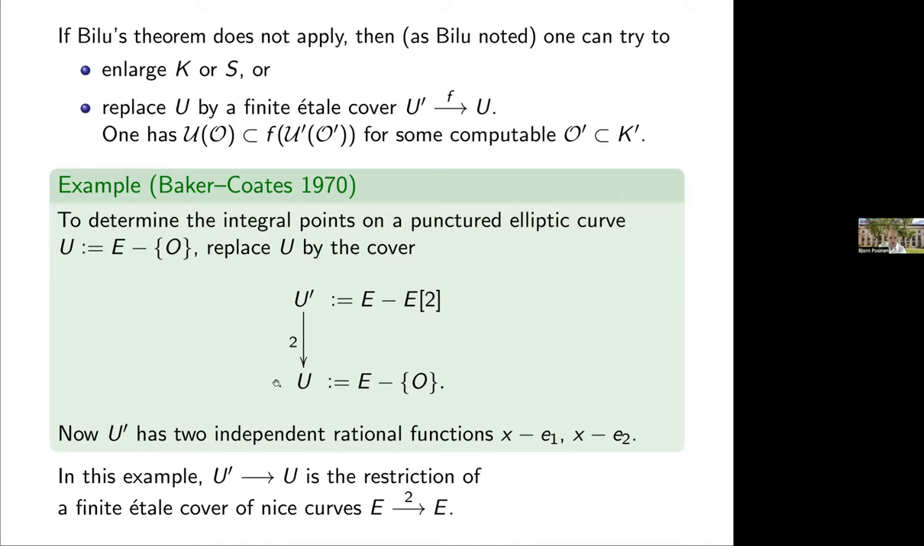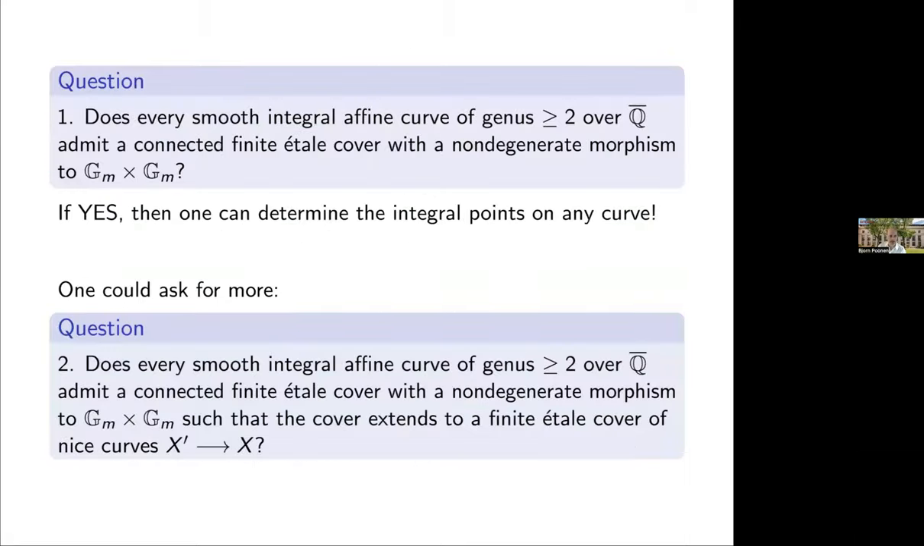So one feature about this example is that this was not just a finite étale cover of U, it actually came from a finite étale cover of the projective curve, of the nice curve E. And so the question, which is implicit in Bilu's work, is whether this always works. Can you always find some finite étale cover that works like this, starting with any smooth integral affine curve U?